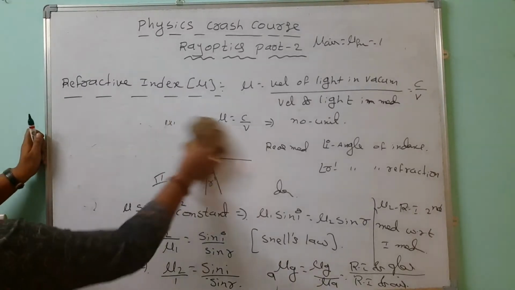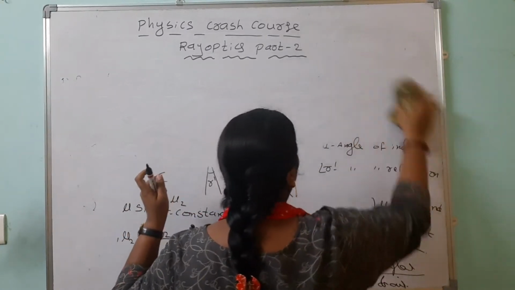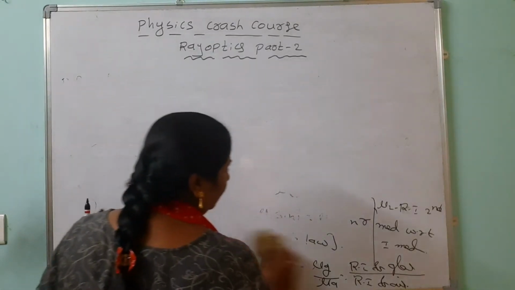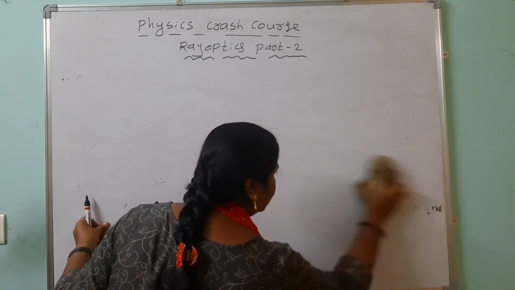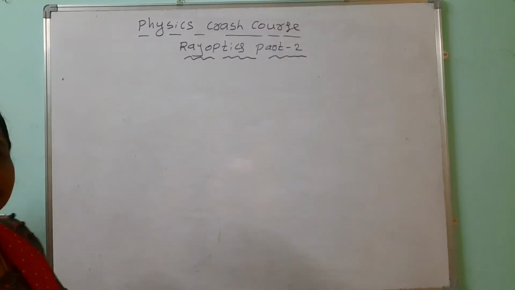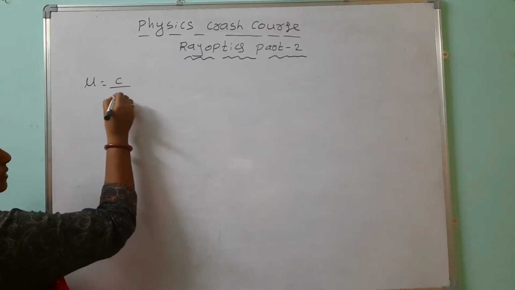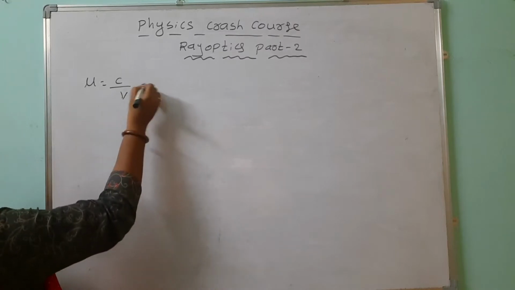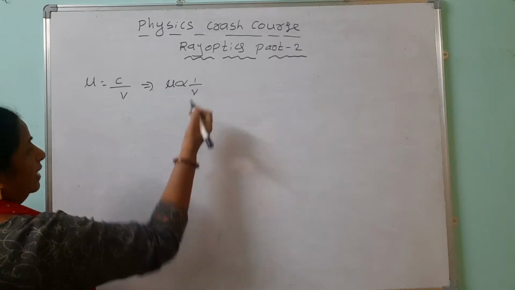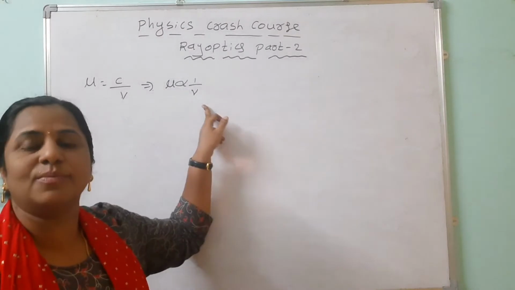Not only this, refractive index depends on which parameters? If the refractive index is more, what about the velocity of the light, and what about the wavelength? Everything we should discuss now. Look, what is the basic formula for refractive index? Mu equals velocity of light in free space by velocity of light in medium. From this, mu is inversely proportional to velocity. More refractive index, less velocity. Less refractive index, more velocity.